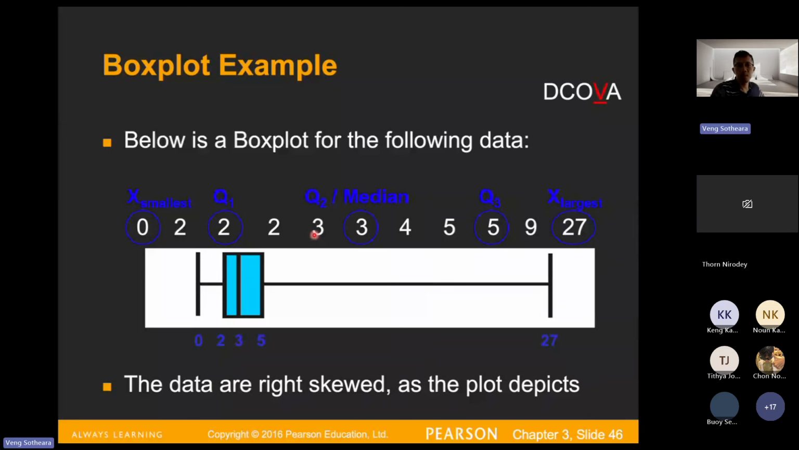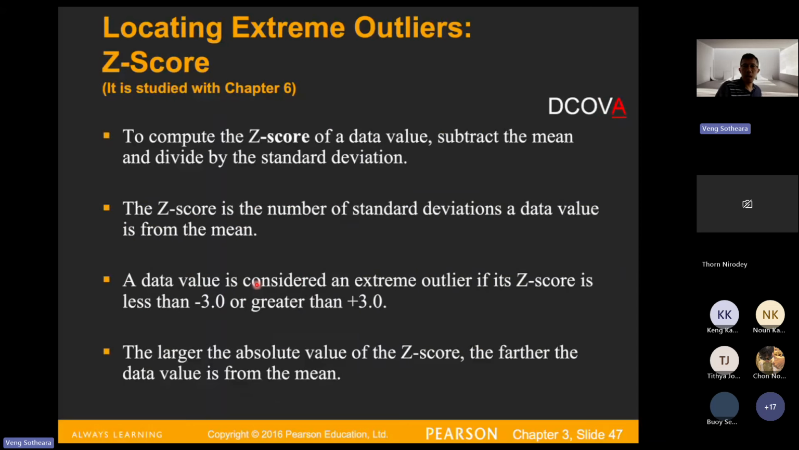Gonna be right square, okay, because the room on the right is kind of wider. Okay.